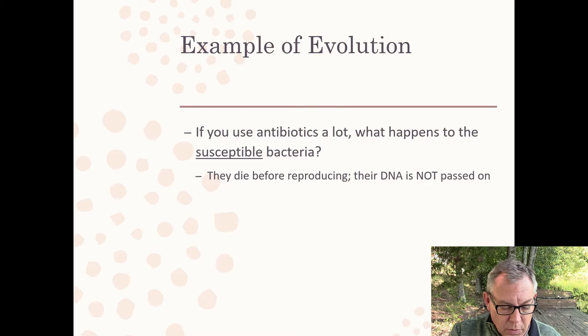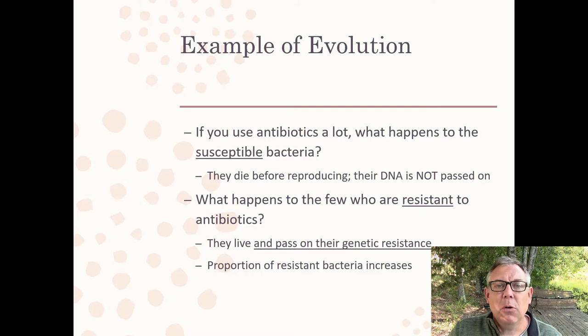But those few that are out there that are resistant to the antibiotics, they don't get killed, do they? And now they live in a world where they don't have any competition because we've killed off all their competitors. So those that do have genetic resistance live, and they pass on that resistance to their offspring. And so the proportion of resistant bacteria that's out there increases. And so you get lots of antibiotic resistance in bacteria.